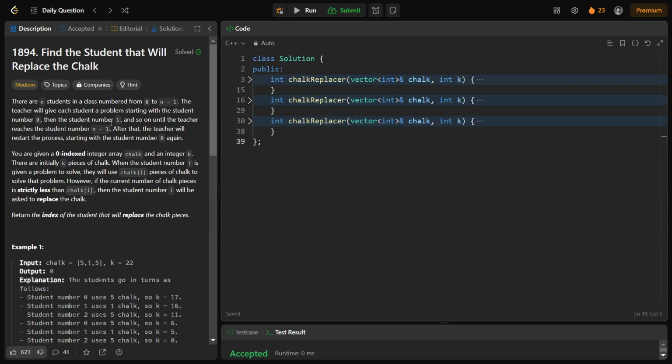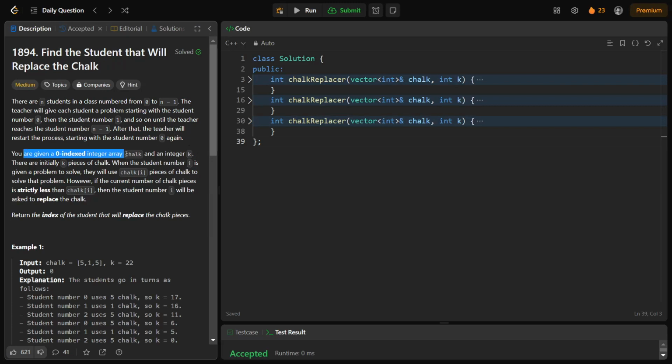So let's first discuss what the question is exactly asking us to do. You are given n students in a class, numbered from 0 to n minus 1, so 0-based indexing. Given the array, the index would determine which student we are talking about. The teacher will give each student a problem starting with student number 0, then student 1, and so on, until the teacher reaches n minus 1. After that, the teacher will again cycle or restart the process starting from 0 again. We are good with that.